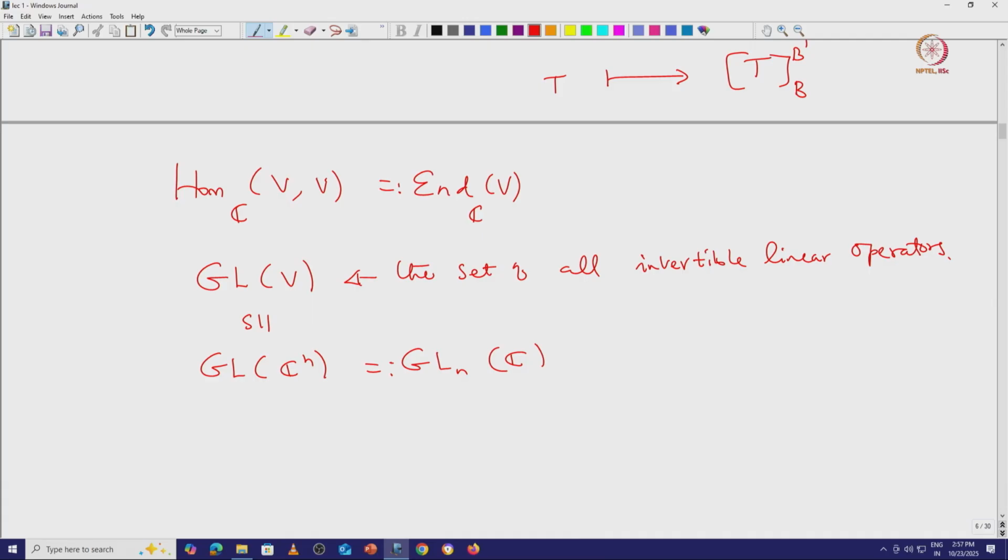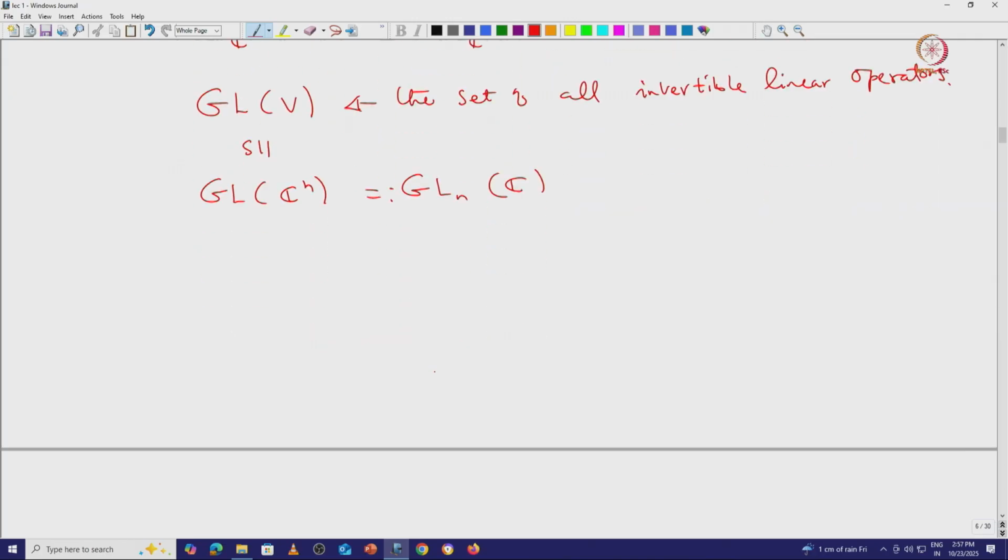Let us see some properties of this matrix representation. The matrix representation is very important. Like I said, it possesses all the information about the linear transformations. Now let us understand some basic properties of matrix representations. The most important thing is the change of basis. For that, we first need to understand what happens if we compose two linear transformations.